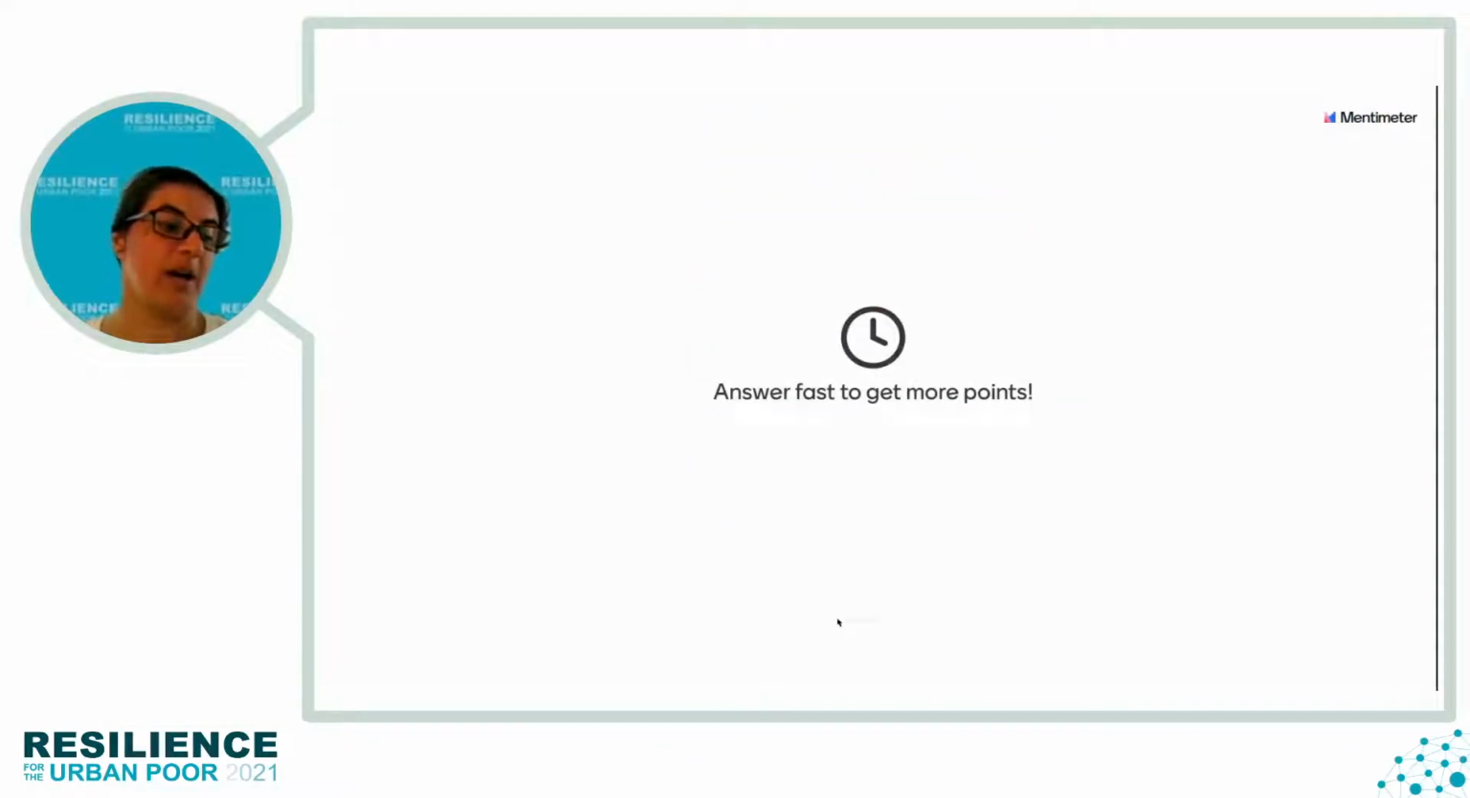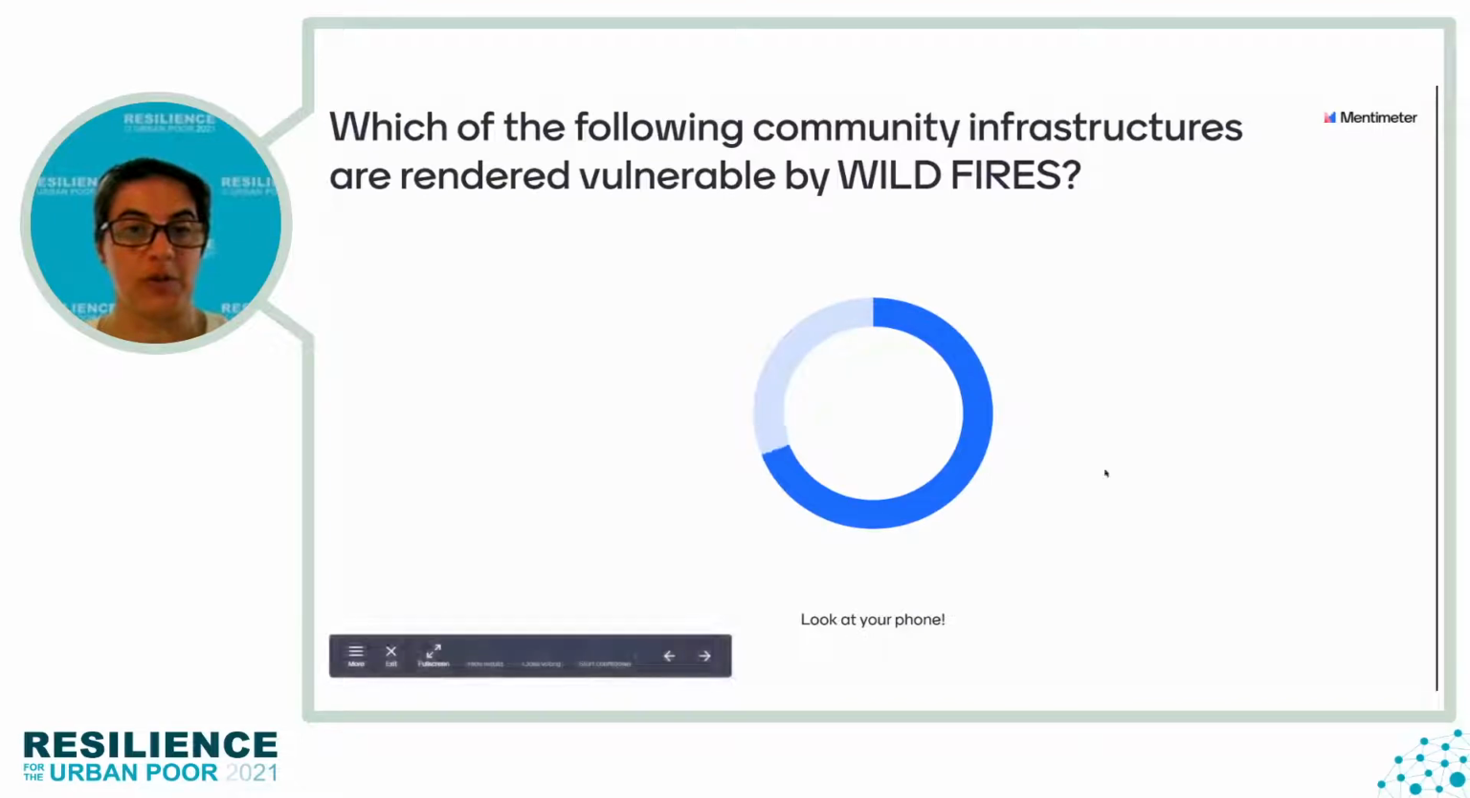So the first question is, which of the following community infrastructure is rendered vulnerable by fires? We have community access roads, flood walls and levees, community schools, or groundwater abstraction.